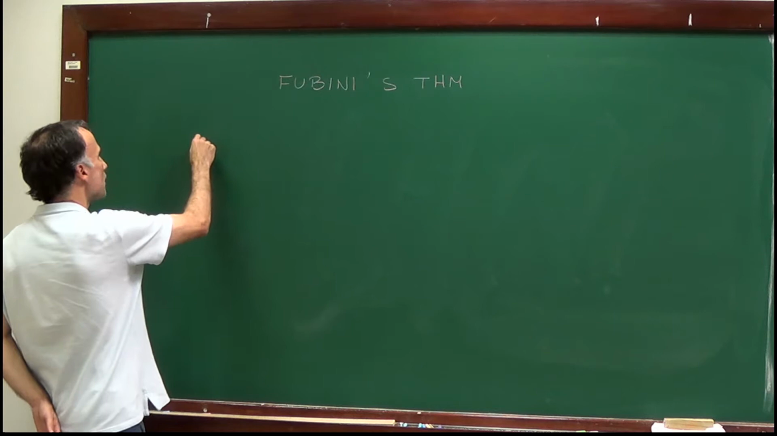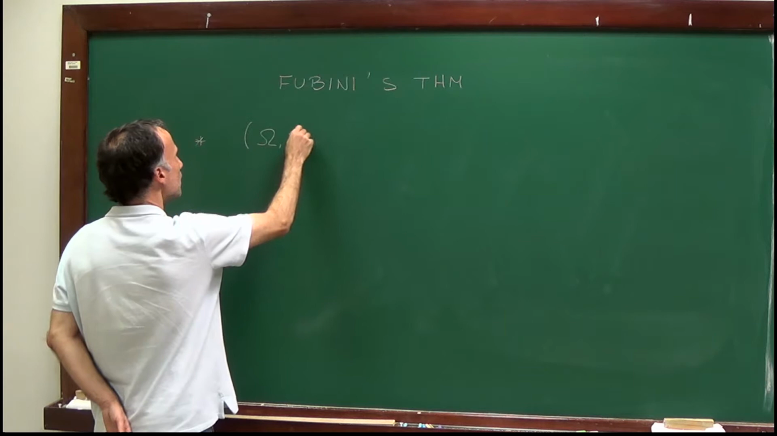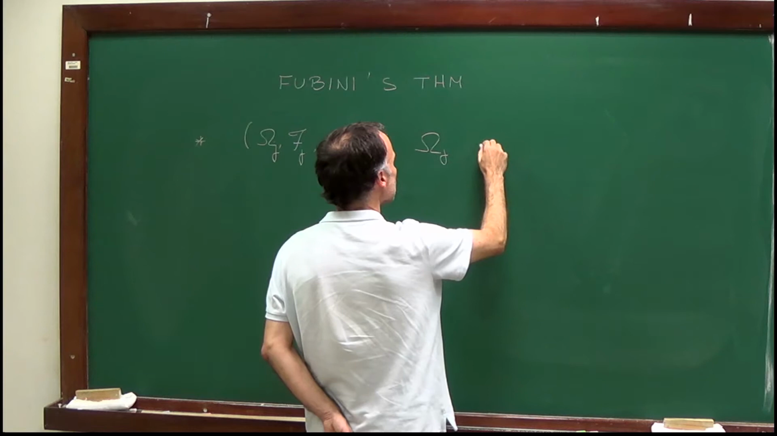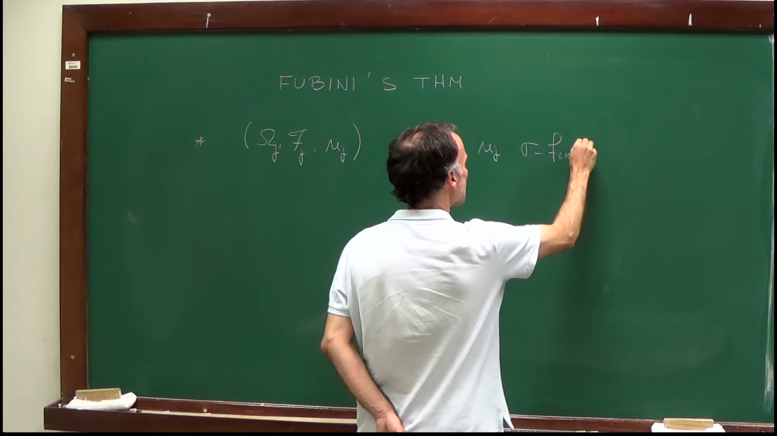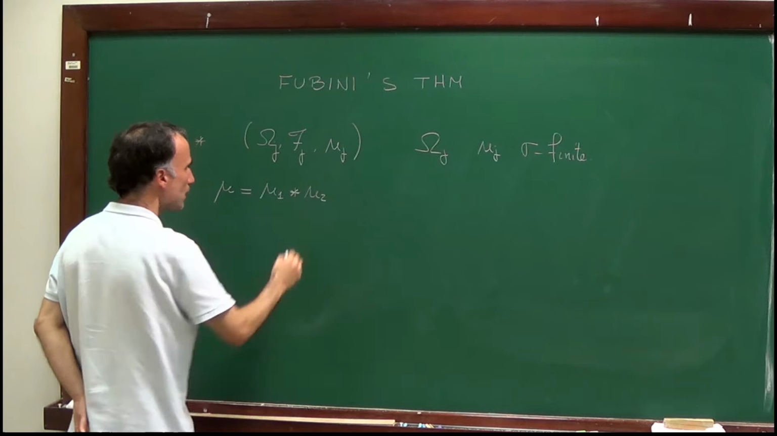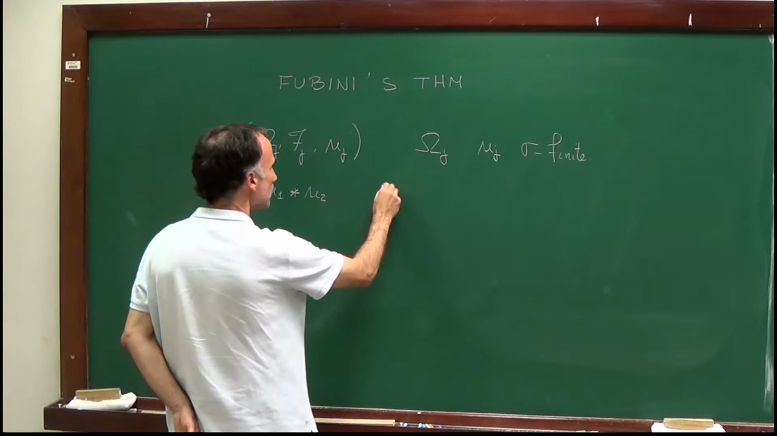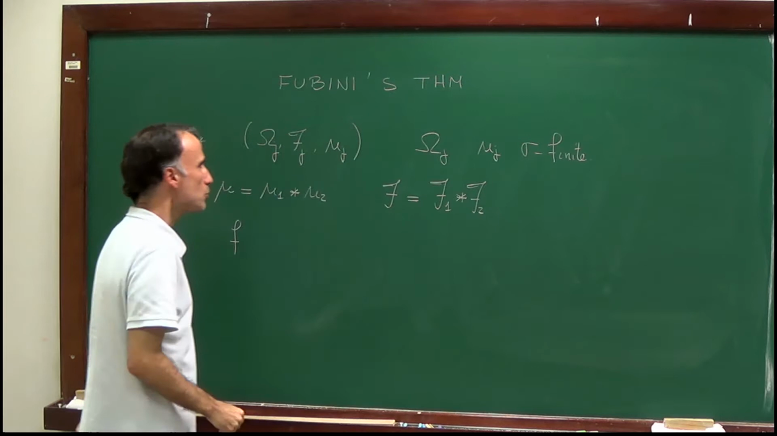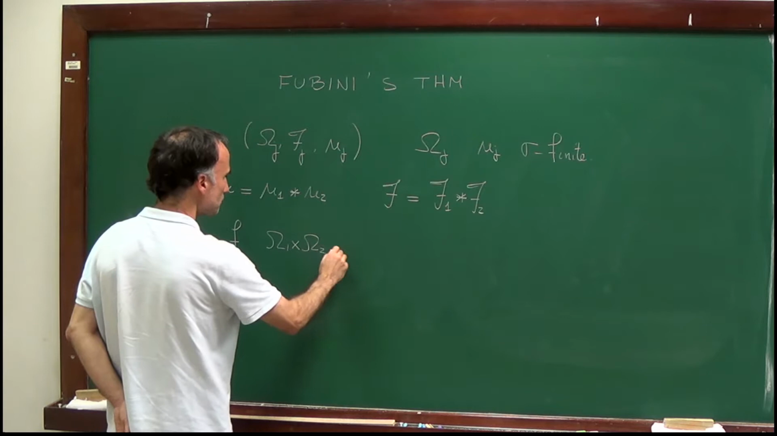We will start with two measure spaces. Remember that we are assuming that Omega j is sigma finite, that is, mu j is sigma finite. We constructed a measure mu, which is the product measure, mu1 times mu2. And we will consider a function f. F will represent the sigma algebra generated by the rectangles, which we represented by F1 star F2. So we will consider a function f, which is defined on Omega 1 times Omega 2 in R bar.